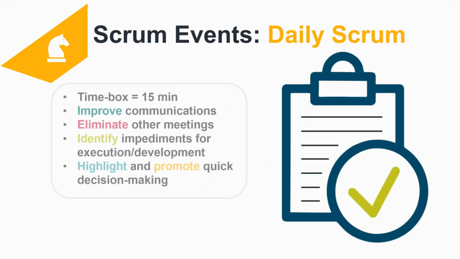Daily Scrum meeting, also known as Daily Stand-Up meeting. The daily Scrum is a 15-minute time box event for the development team. The daily Scrum is held every day of the sprint. During this meeting, the development team plans work for the next 24 hours.